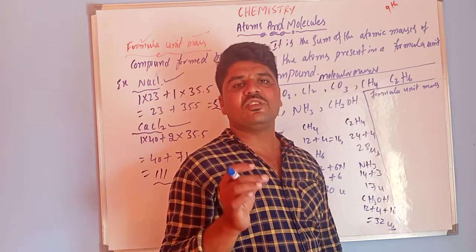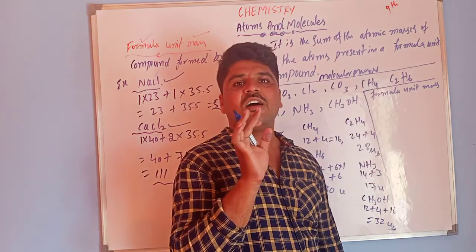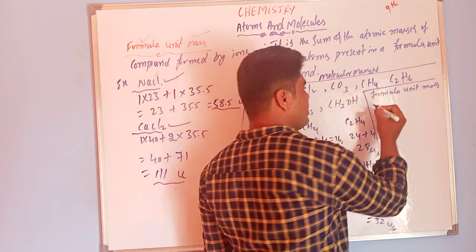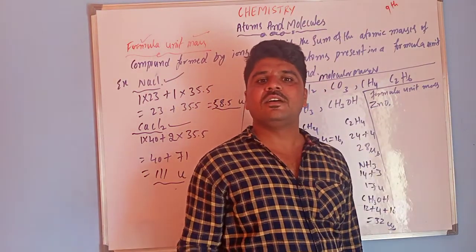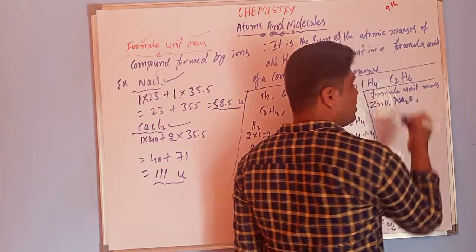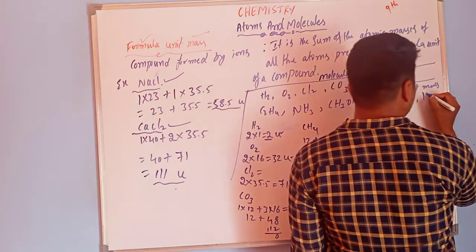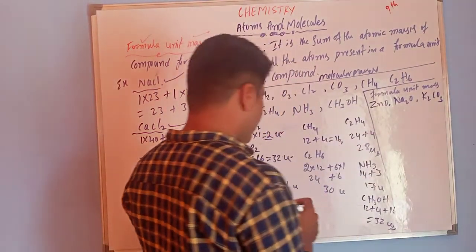So in the textbook, they have given the atomic masses of particular elements and also compounds. The first compound is zinc oxide, ZnO. Next is Na2O, sodium oxide, and one more is K2CO3, potassium carbonate. So let me check one by one.